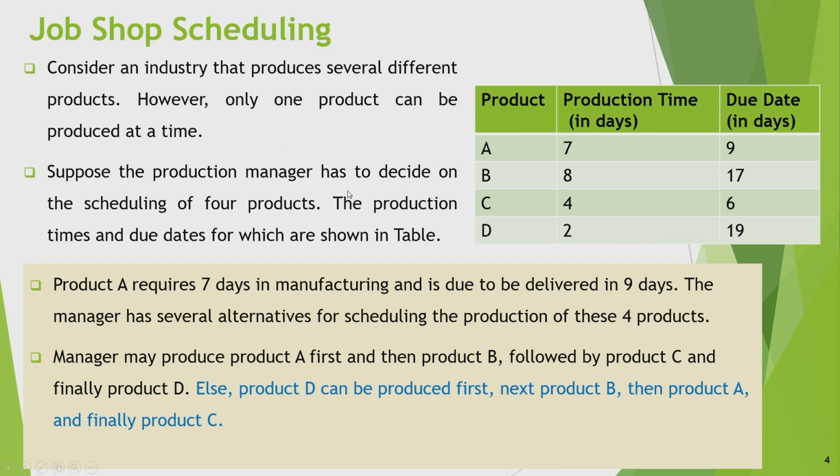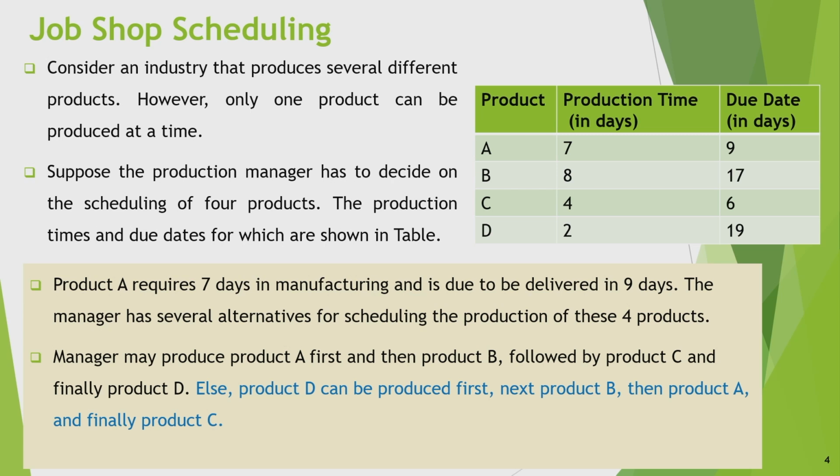So, suppose the production manager has to decide on the scheduling of 4 products and the production times and due dates for which are shown in table. You have seen this table. Now, product A requires 7 days in manufacturing and is due to be delivered in 9 days. The manager has several alternatives for scheduling the production of these 4 products.